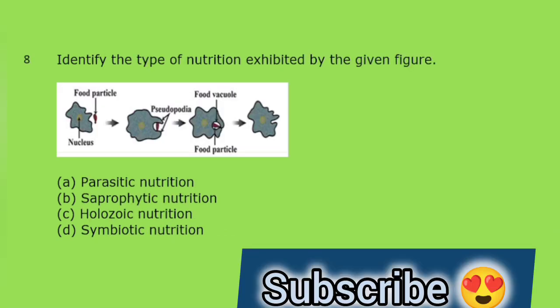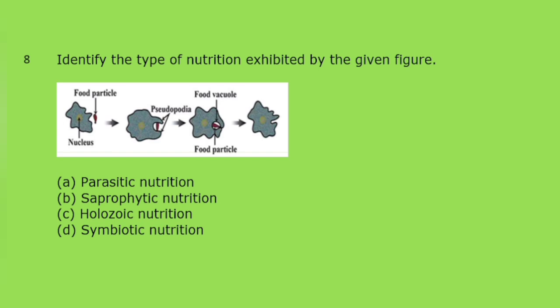Identify the type of nutrition exhibited by the given figure. Here, amoeba is engulfing its food. This process is called endocytosis. This is a kind of holozoic nutrition where food is taken inside the body and then digested.